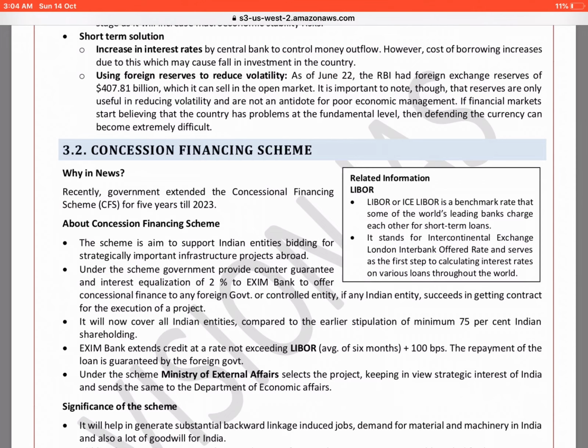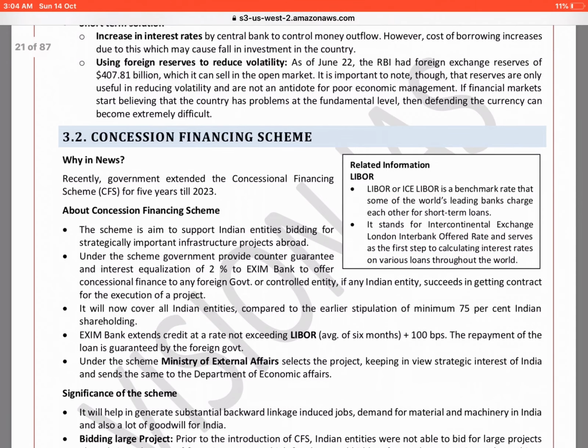And the next is using foreign reserve to reduce volatility. So RBI uses its foreign exchange reserves and sells it in the open market, so as to reduce volatility. But this is not a very good thing. It is not a very good economic practice to use foreign exchange reserves in the first part itself. Foreign exchange reserves should be used as a last weapon, not as the first weapon.